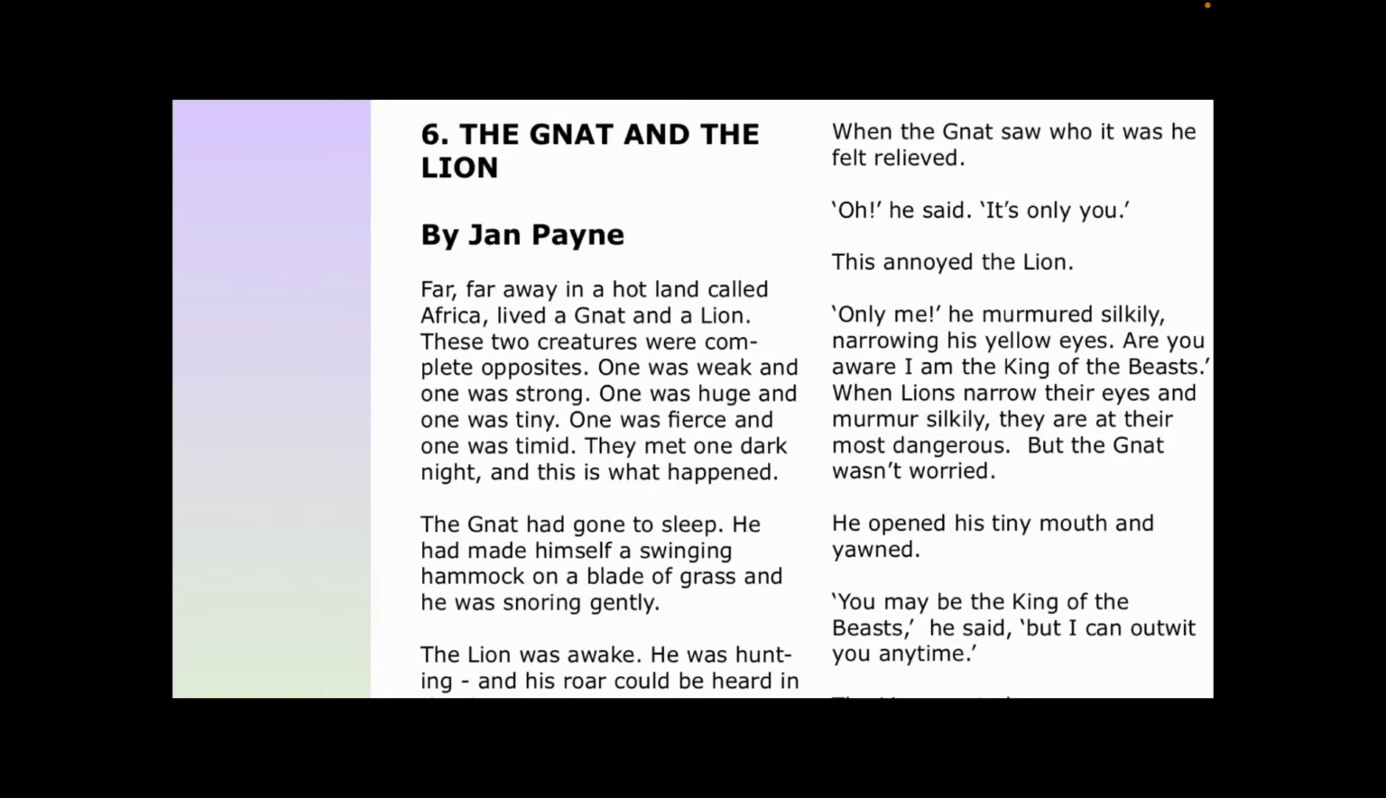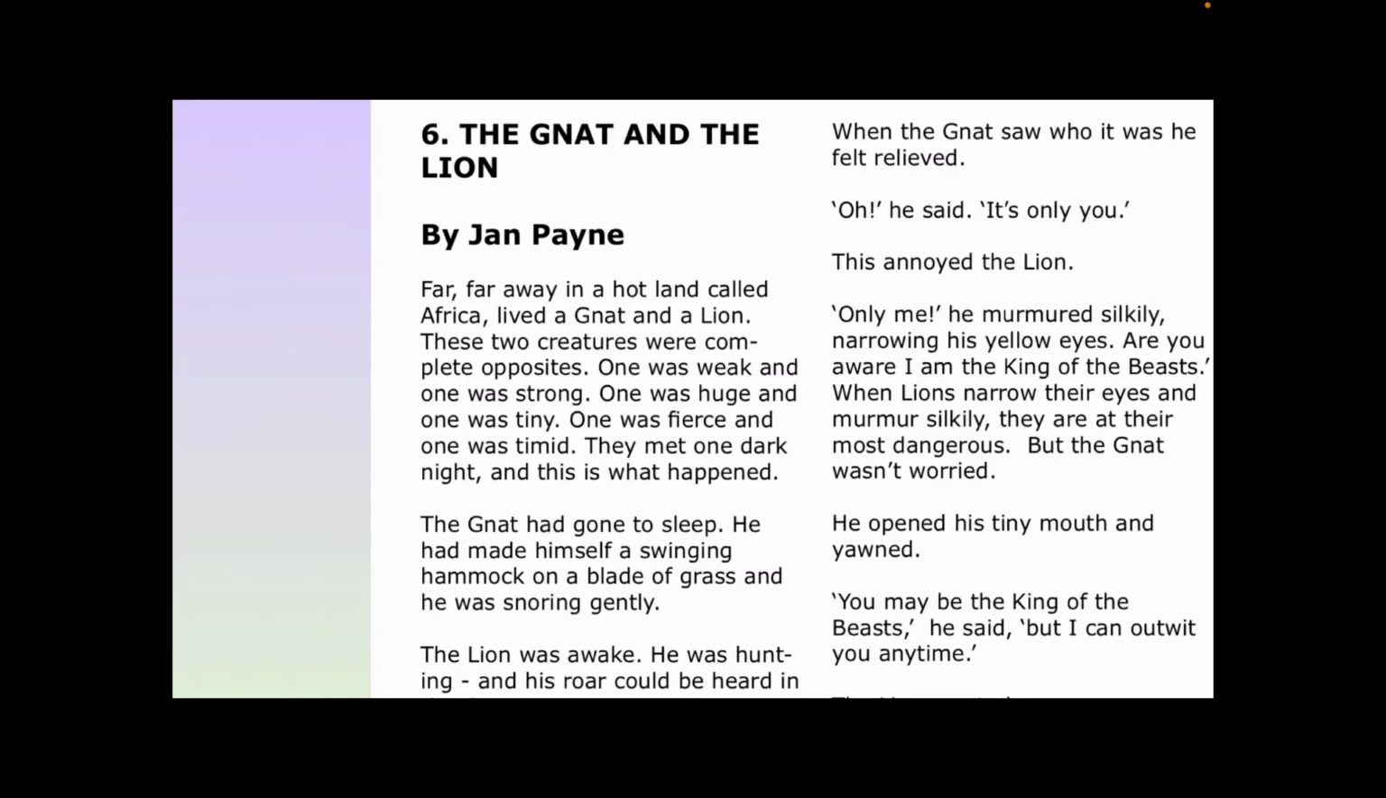Far, far away in a hot land called Africa lived a gnat and a lion. These two creatures were complete opposites. One was weak and one was strong. One was huge and one was tiny. One was fierce and one was timid. They met one dark night, and this is what happened. The gnat had gone to sleep. He had made himself a swinging hammock on a blade of grass, and he was snoring gently.